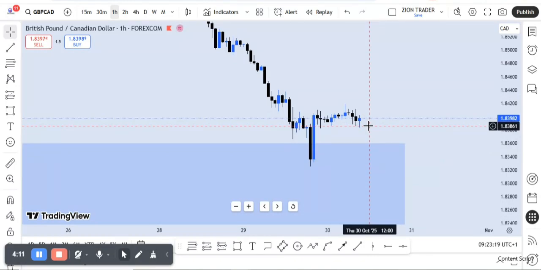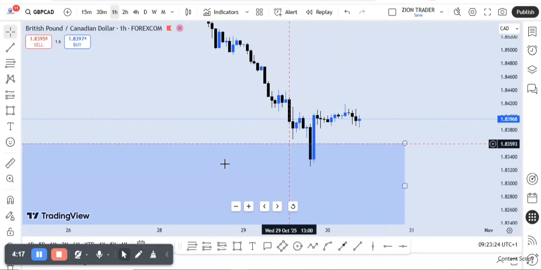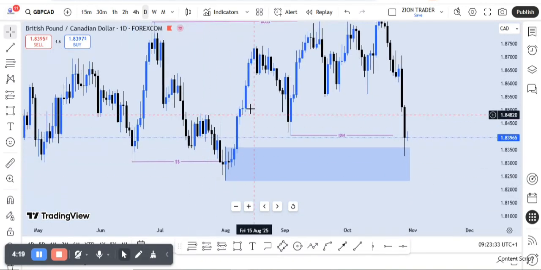In case it doesn't play out well, you guys already know that we manage our risk, right? So make sure you apply proper risk management. So that's it, guys. All right, before I go, I'll just explain the setup a bit.